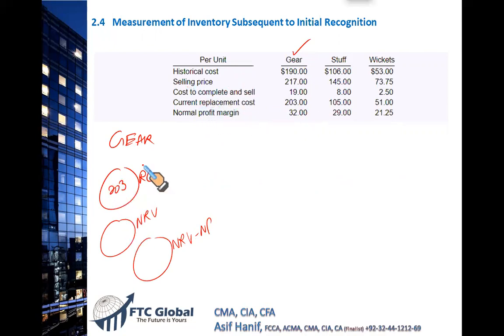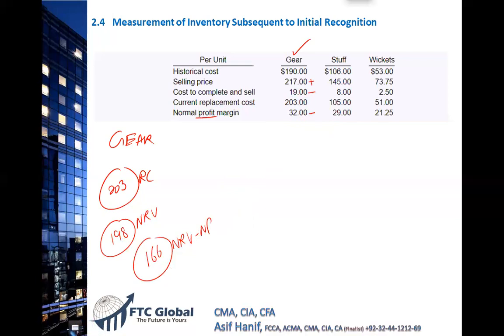Then NRV can be calculated by taking your selling price and deducting cost to complete and sell. So 217 less 19 gives me 198. And from this NRV, if I deduct the normal profit margin, which is 32, it gives me the NRV minus NP, which is 166. I'm not going to say anything floor or ceiling, straightforward. Now I have my replacement cost, 203, my NRV, and my NRV minus normal profit margin of 32. No ceiling, no floor.